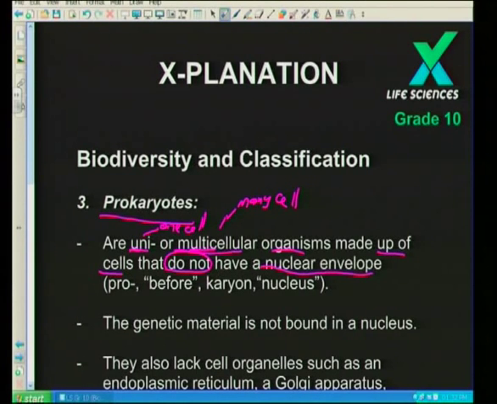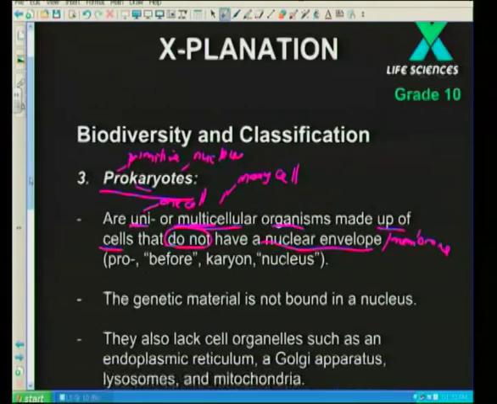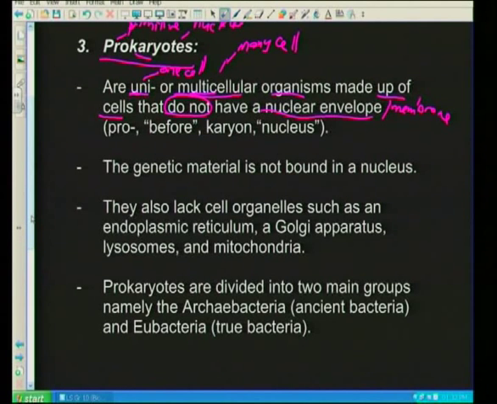And the key focus of prokaryotic means it's having a primitive nucleus. Karyo means nucleus. And the most important thing is it does not have a nuclear envelope or a nuclear membrane. The genetic material in a prokaryotic cell is not bound in a nucleus. They also lack cell organelles such as the endoplasmic reticulum, the Golgi apparatus, lysosomes, and mitochondria.